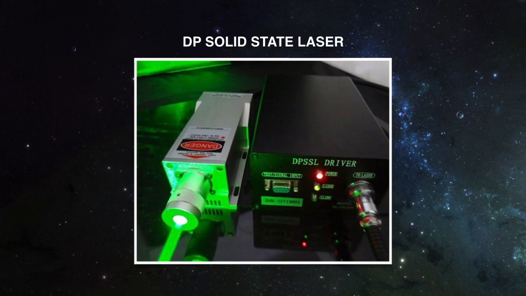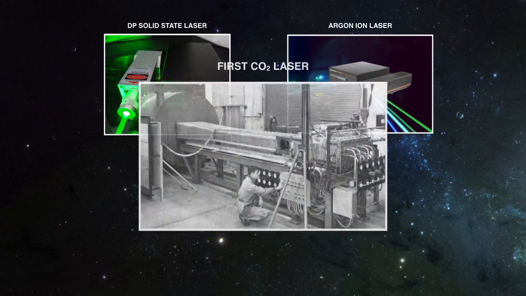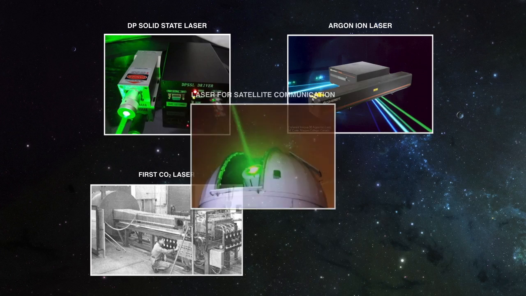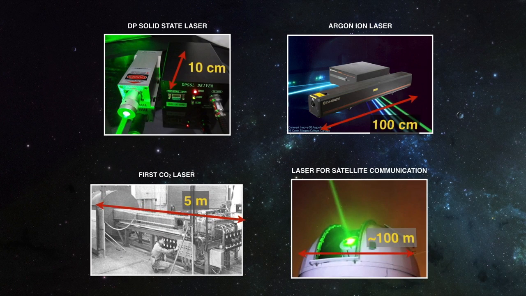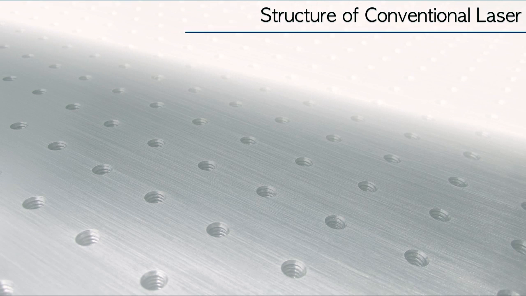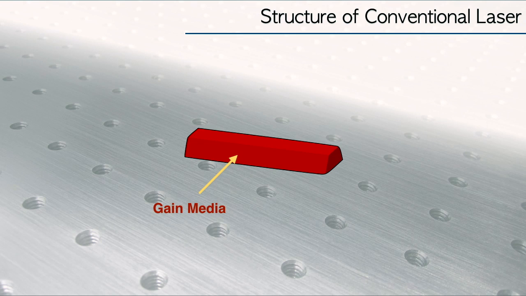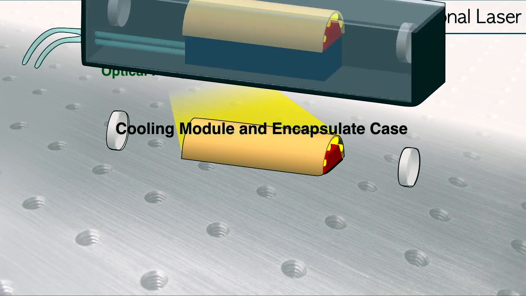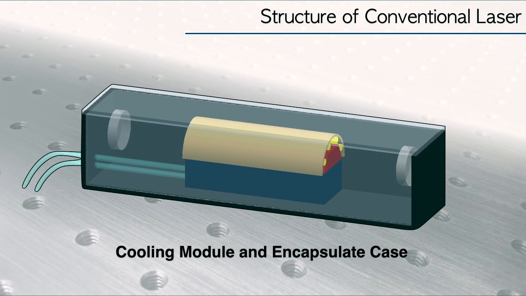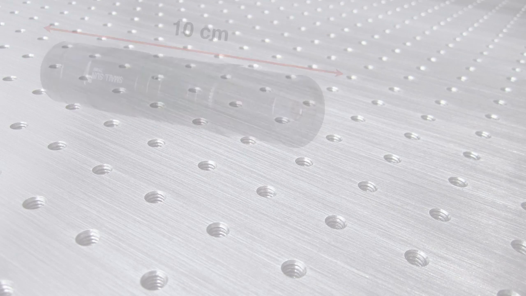The size of a laser is strongly related to its type. The conventional lasers, such as solid-state and gas lasers, are bulky. The size is usually from a few tens of centimeters to a few meters. They are constructed from many indispensable parts: gain media, cavity mirrors, light pumping module, cooling system, encapsulation case. However, the laser pointer is less than 10 centimeters.